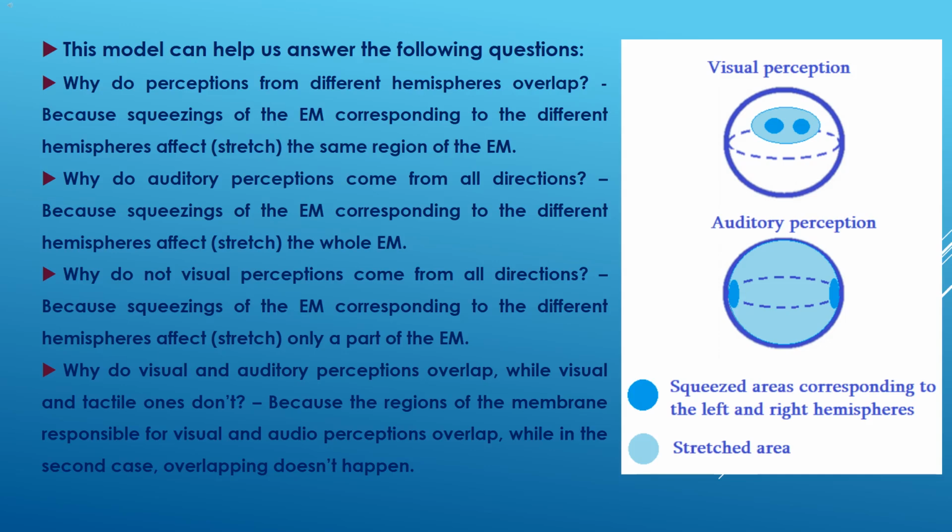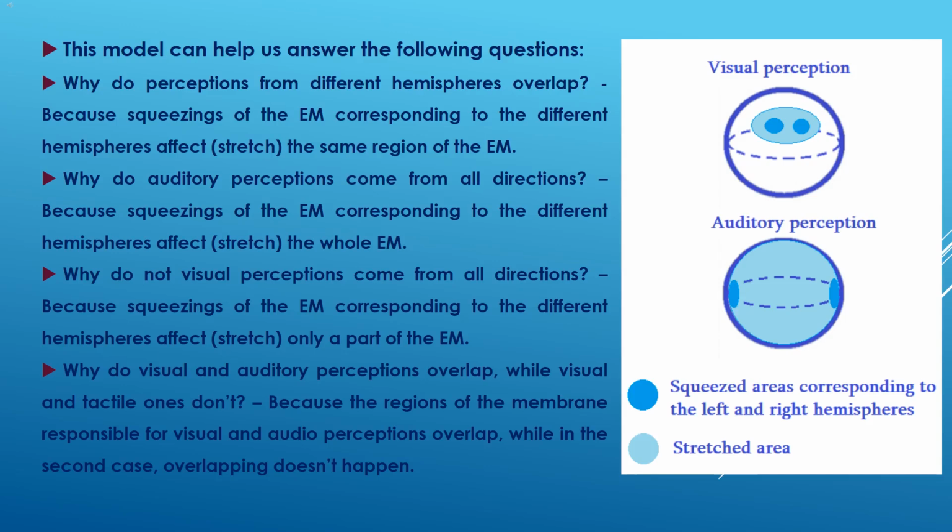Why do perceptions from different hemispheres overlap? The answer is because squeezings of the EM corresponding to the different hemispheres stretch the same region of the EM. Why do auditory perceptions come from all directions? The answer is because squeezings of the EM corresponding to the different hemispheres stretch the whole EM.